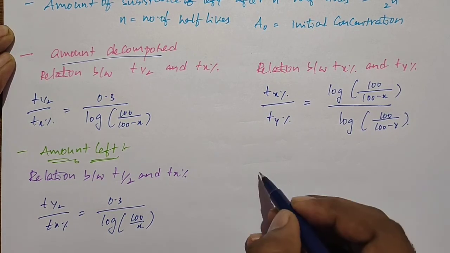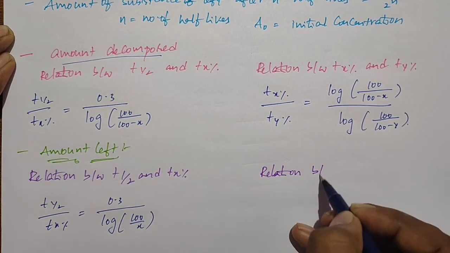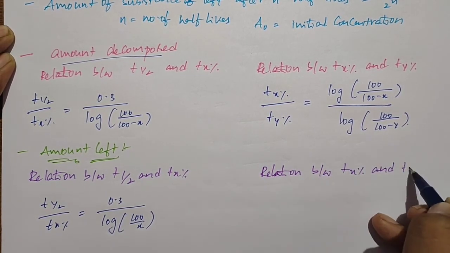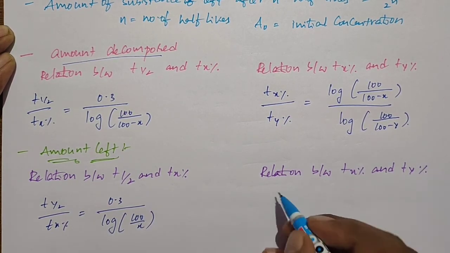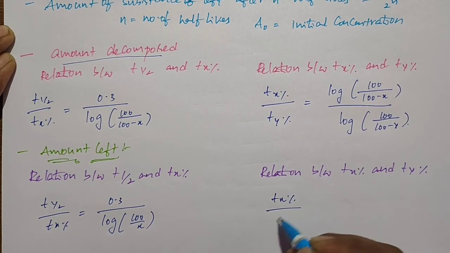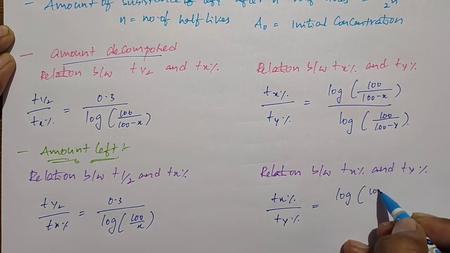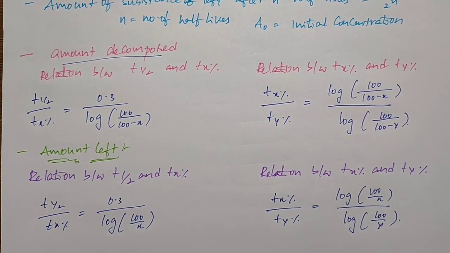In the same way, for the relation between Tx percentage and Ty percentage, in that situation we use the formula: Tx percentage by Ty percentage is equal to log of 100 by x divided by log of 100 by y. Okay, so next I just give some relations based on T50 percentage.